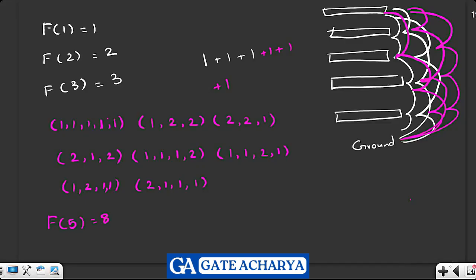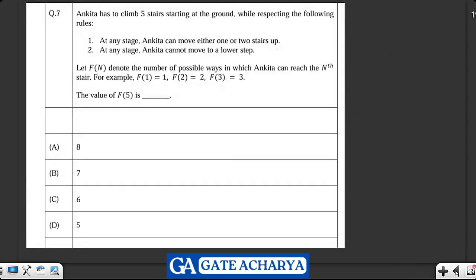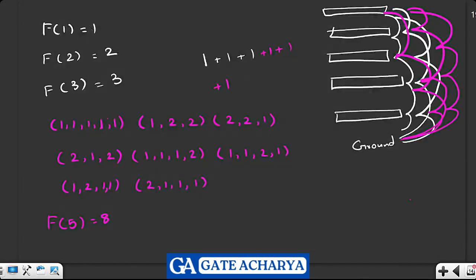So what is the correct answer? F5, which is 8. Understood now? The answer is option A, 8. Is it clear how we solved it? Do I need to repeat this again? Okay, this is pretty much clear. Let's go for the next case.